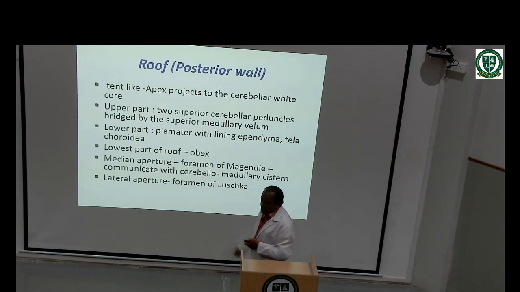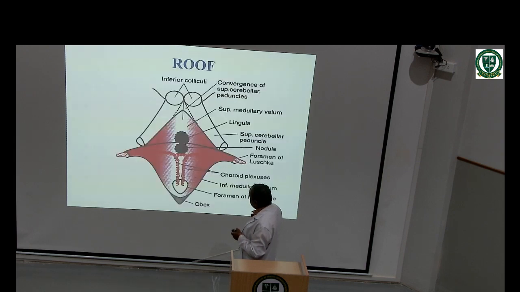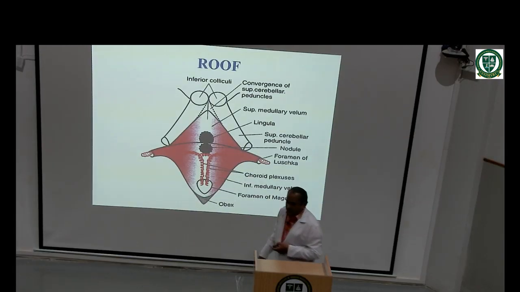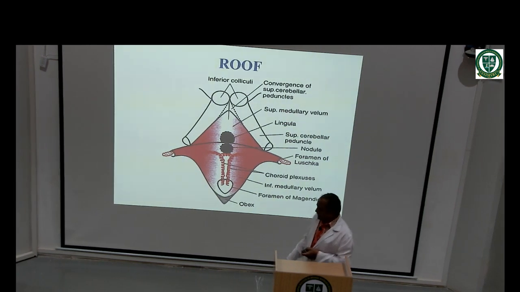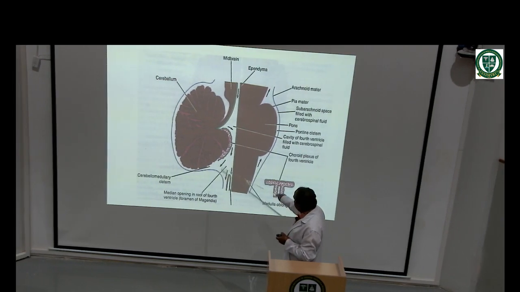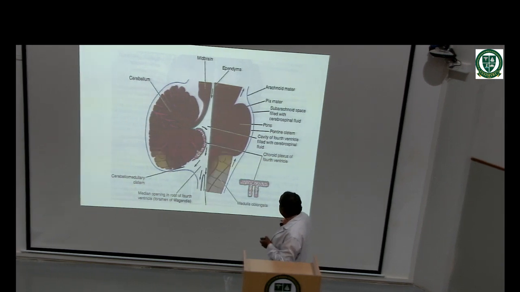The lowest part of the roof is called the obex. So this part, the lowest part, is called the obex. It covers the inferior angle of the fourth ventricle. So it will come here.